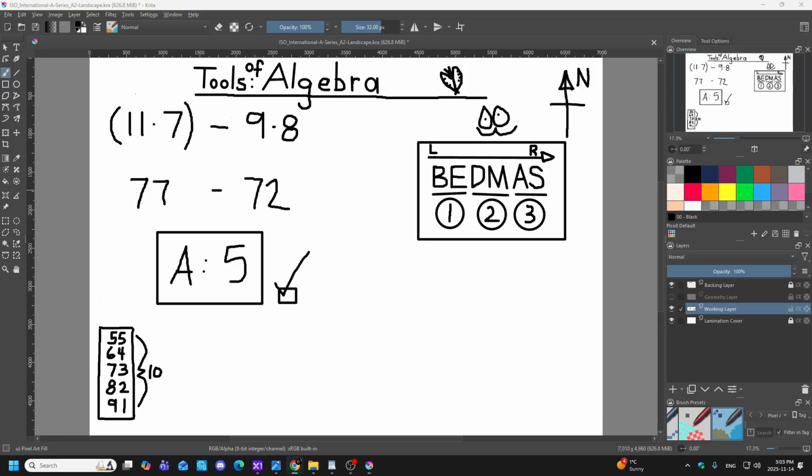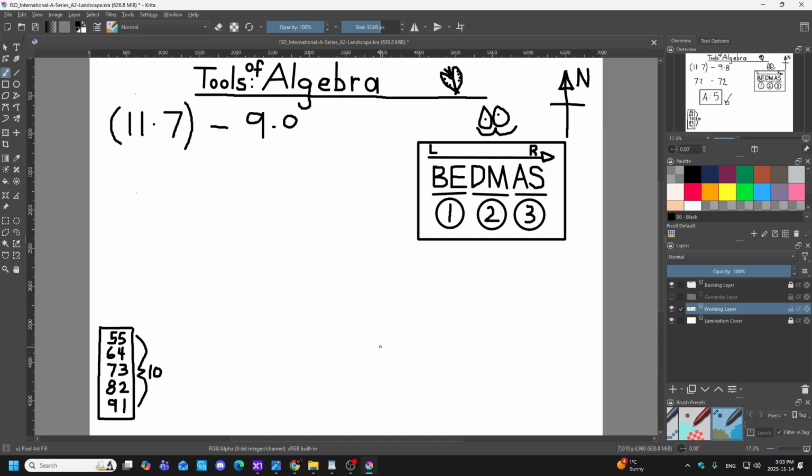Easy peasy lemon squeezy. All right, let's continue. 29 subtract 3 brackets 9 subtract 4.